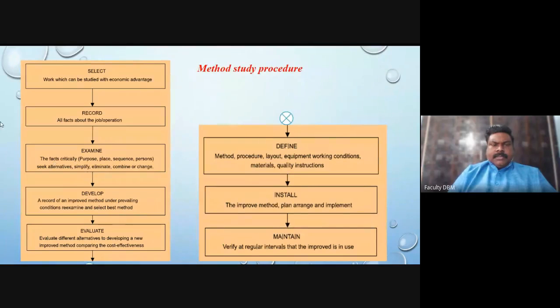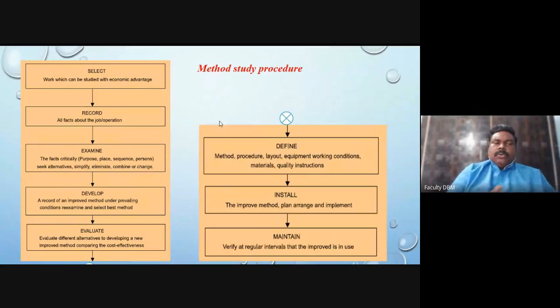So here there is a break in the flow chart. I have used this connector mark symbol, and we can start with it anywhere. So this is how we are going to break a flow chart. After evaluating, we are going to define the new method, procedure, layout, equipment, working conditions, materials, quality, instructions. Then we are going to install the improved method, plan, arrange and implement. And then we maintain it at regular intervals, keeping the improved method in use. So this is the method study structure.